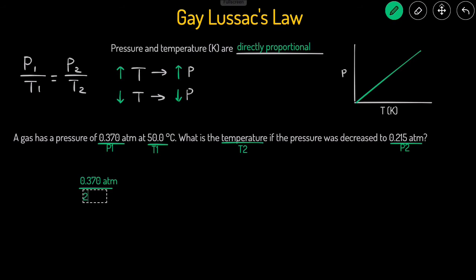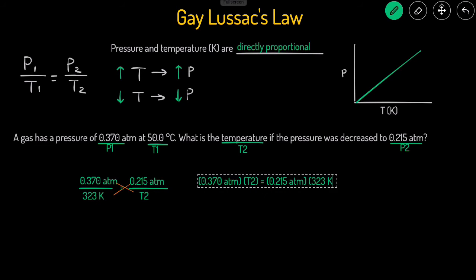So that'd be 323 degrees Kelvin equals P2, the final pressure, 0.215 atm. And then T2, we don't know what that is, so we're going to leave it like that. Whenever you have an unknown on the bottom, you first cross multiply. We're going to multiply these two together and then these two together. So that will give us 0.370 atm times T2 equals 0.215 atm times 323 degrees Kelvin.